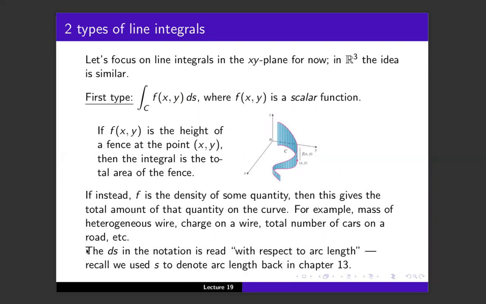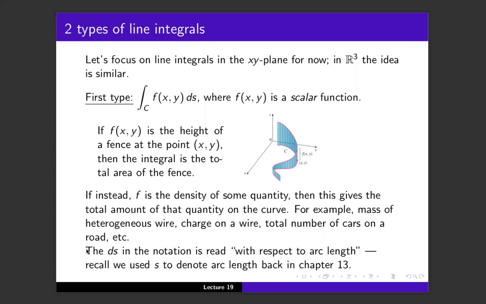On the other hand, maybe f is the density of some quantity. Maybe that's charge or heat or total number of cars on the road, if you want to talk about discrete objects or things like that. Mass is a very common one, for example. You can talk about the mass density. So if f represents the density of some quantity over this curve, then the integral is the total quantity, right? The total mass, the total charge, the total amount of stuff. That's usually how I think about integrals, is the total amount of stuff, whatever that stuff is.